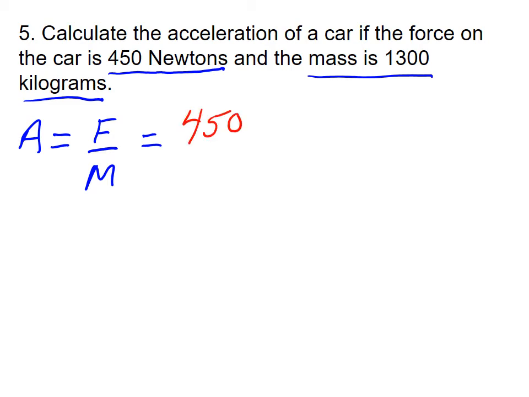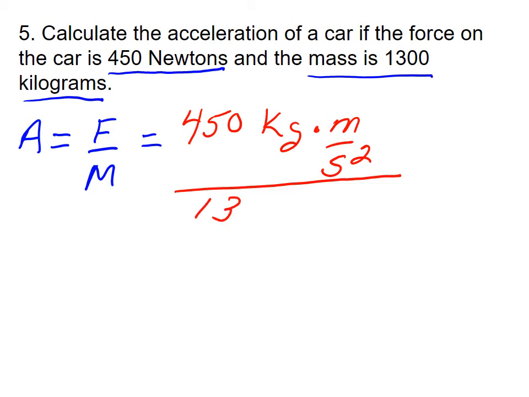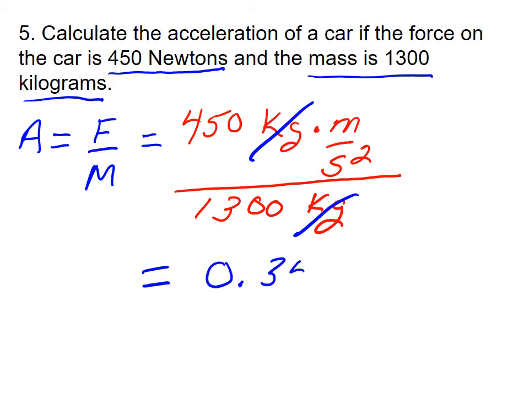450 newtons is actually 450 kilograms times meter per second squared divided by a mass of 1,300 kilograms. So now you can see that the kilograms cancel with each other. When I divide 450 by 1,300, I get 0.346, and the unit I have, of course, is meter per second squared.